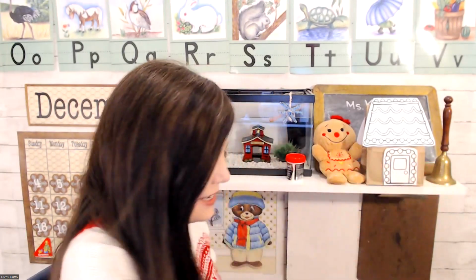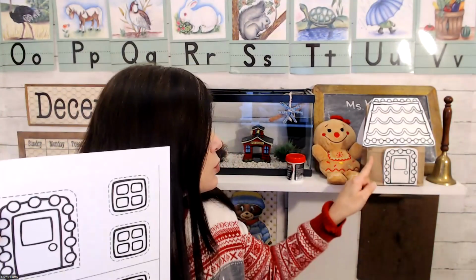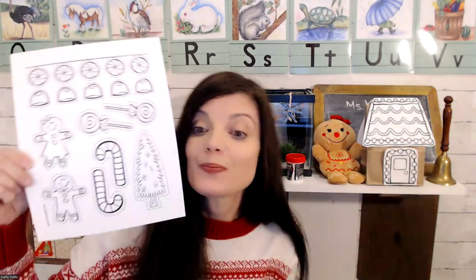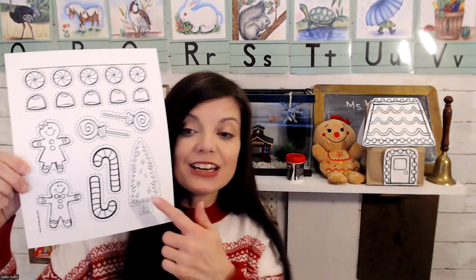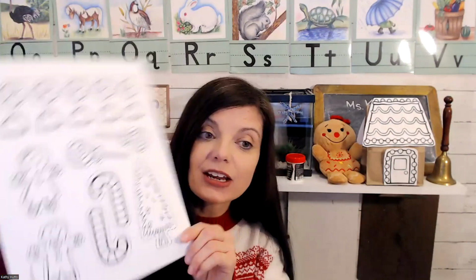Oh, that is fun. And then there's some other things that you can use too. There are some little windows. You could add the windows on there. You can move the door, maybe put a window here or on the side or even on the back. And also there's a whole page of candy and a tree and candy canes and gingerbread man and girl. So if you want to, you can decorate your gingerbread house however you want to.